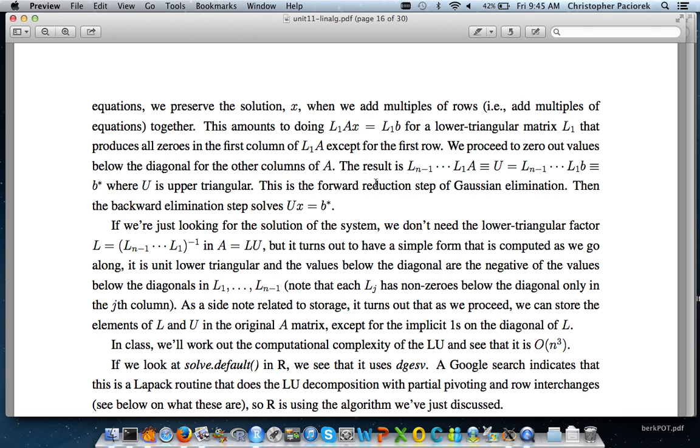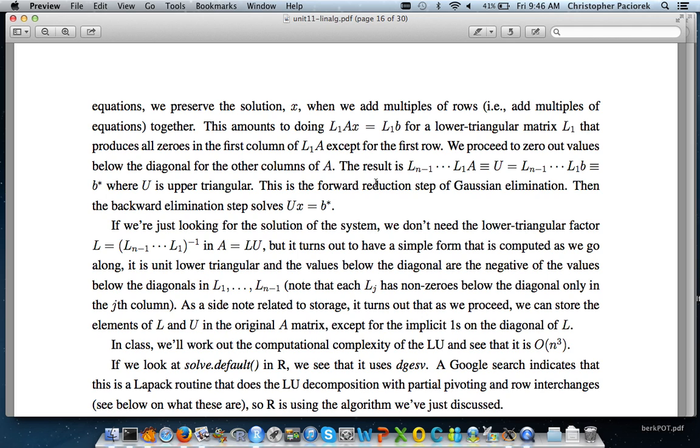So it turns out the L matrix is of the form 1, A21 over A11, A31 over A11, and so forth, A32^(1) over A22^(1), and so forth, and on down. There's a 1 here, there's a 1 here, and this is A(n,n-2) superscript n-2, A(n-1,n-1) superscript n-2.